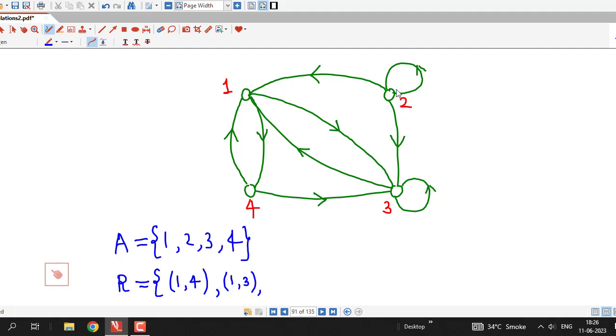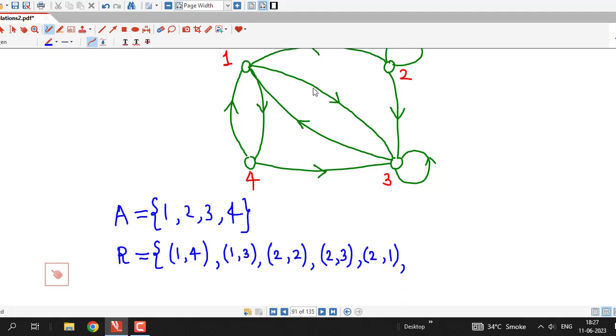Now I check for the second vertex. So there is an arc starting at 2 and ending at 2, that is 2 is related to 2 itself. Then there is an arc whose initial vertex is 2, so I will write down ordered pair 2, 3. 2 is related to 3. There is also one arc having initial vertex as 2, so I am writing ordered pair 2, 1. 2 is related to 1. So there are 3 arcs having initial vertex as 2: 2, 2, 2, 3 and 2, 1.